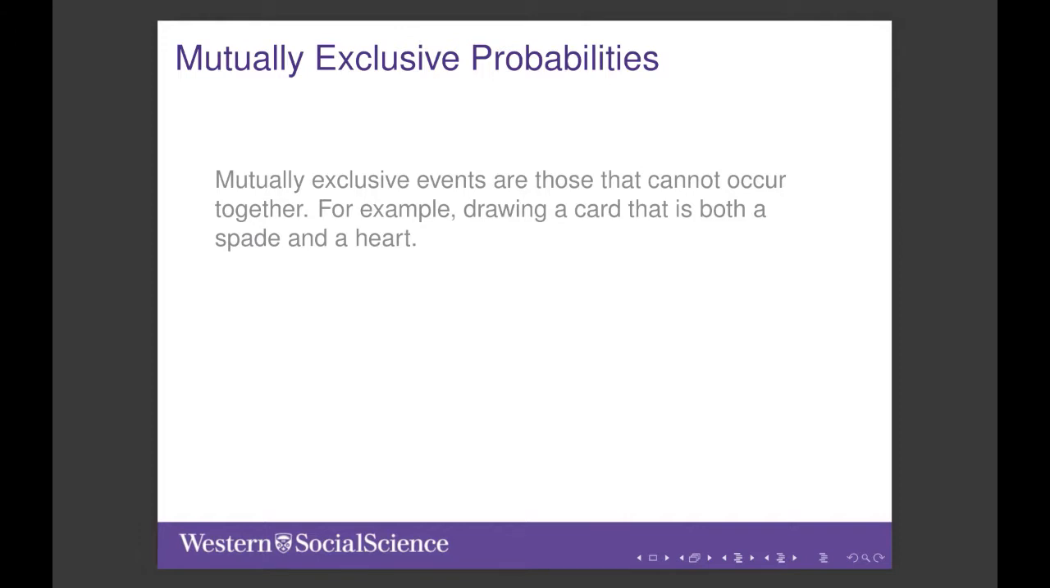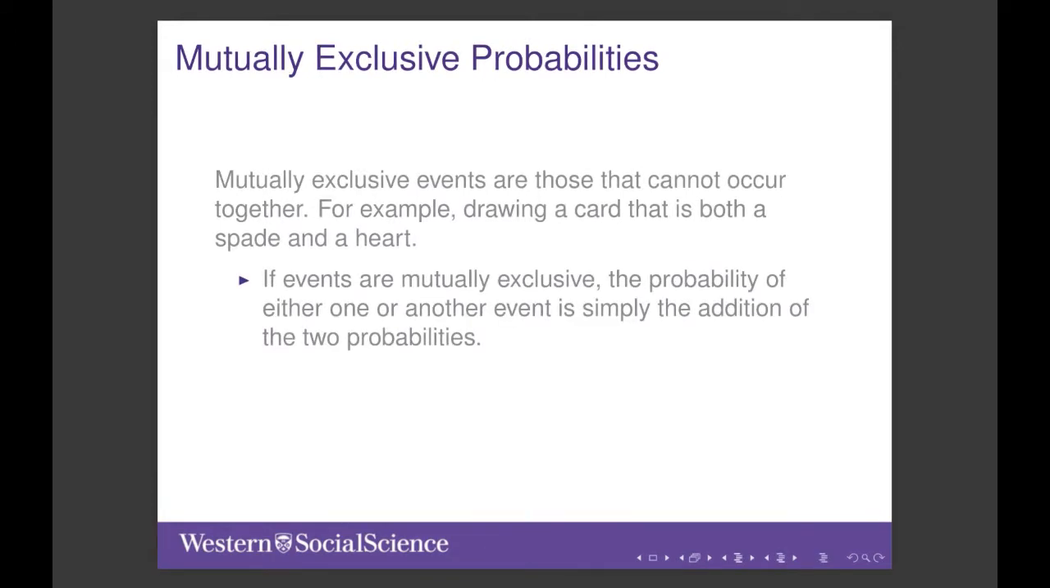Mutually exclusive events, as we've already discussed, are those that cannot occur at the same time. For example, drawing a card that is both a spade and a heart, or flipping a coin that is both a head and a tail. If events A and B are mutually exclusive, then the probability of getting A or B is the sum of their individual probabilities.